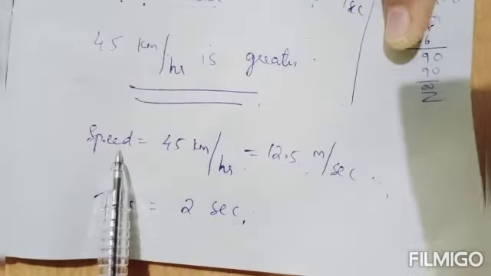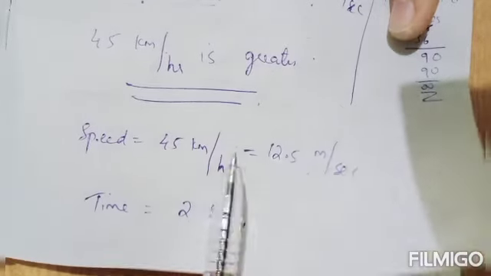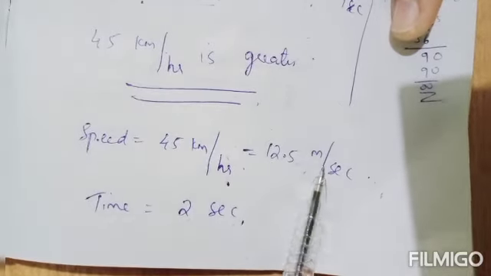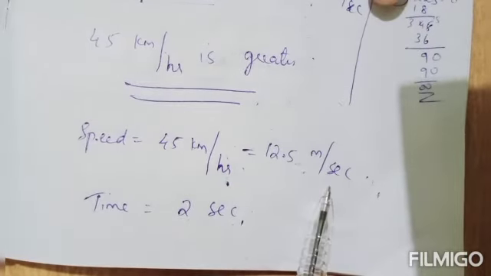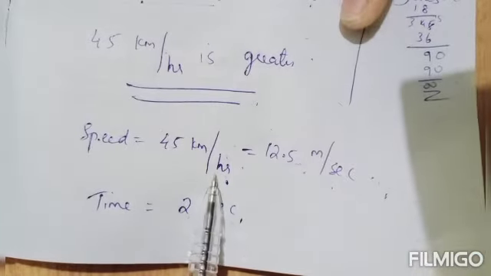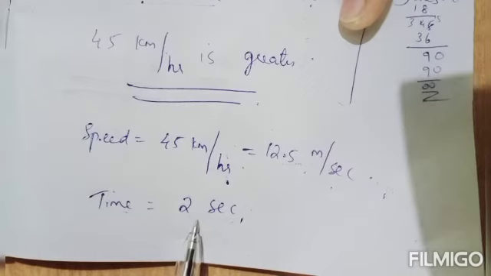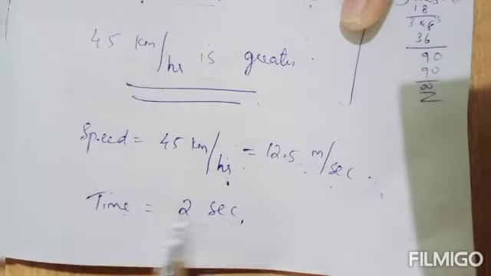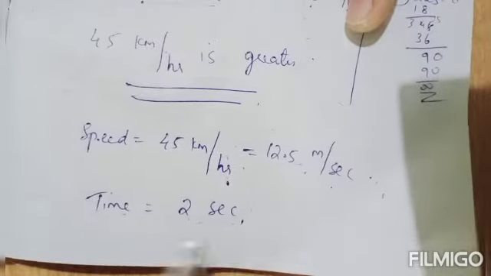So first case let us take a speed equal to 45 kilometer per hour. So that we can convert to meter per second. We already did it. That is 12.5 meter per second. Okay, 45 kilometer per hour is 12.5 meter per second. Now time it is 2 second. So time let us take a 2 second.